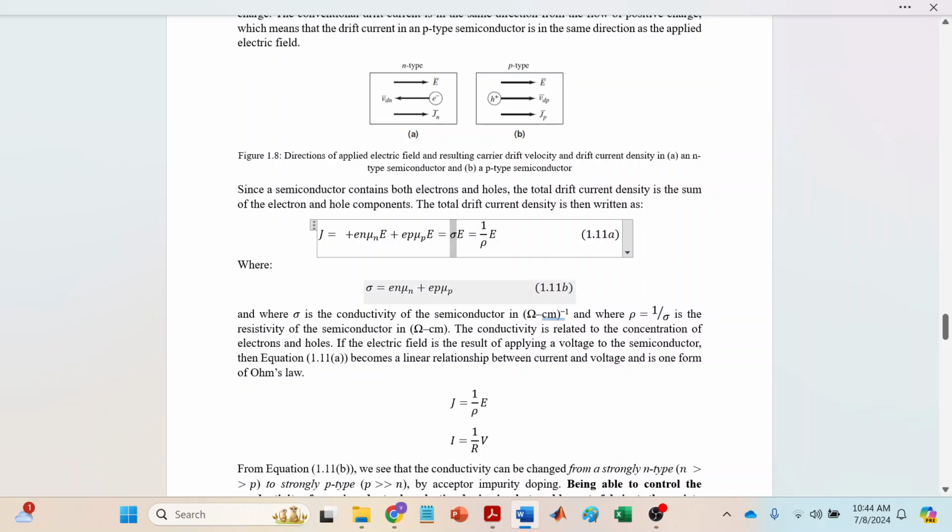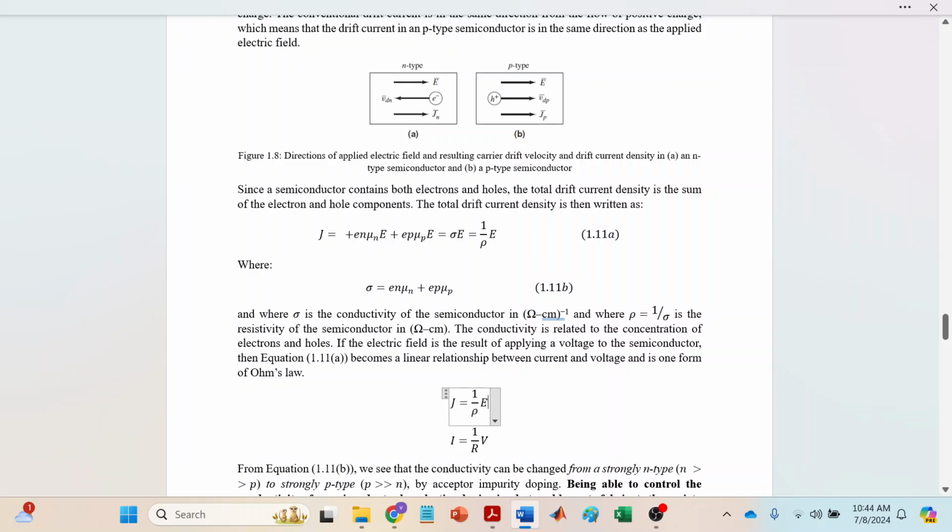Sigma is the conductivity, and is given by this equation when we extract the electric field from the current density equation. So this is the conductivity of the semiconductor. Then we introduce another constant called rho. Rho is the inverse of the conductivity and is called the resistivity of the semiconductor.